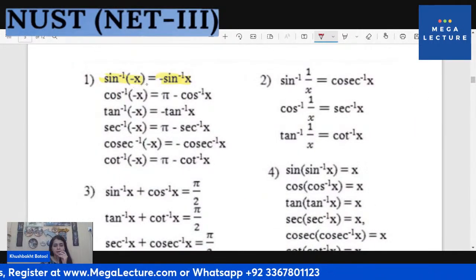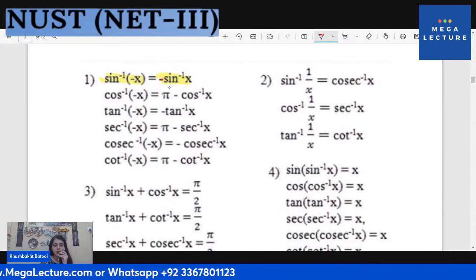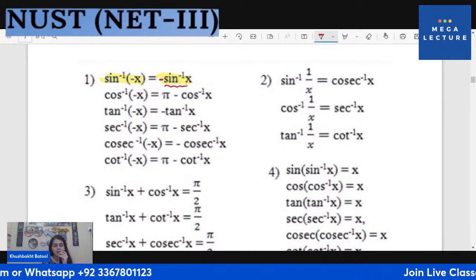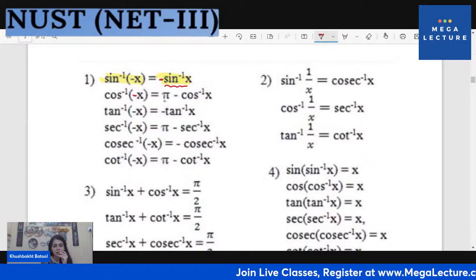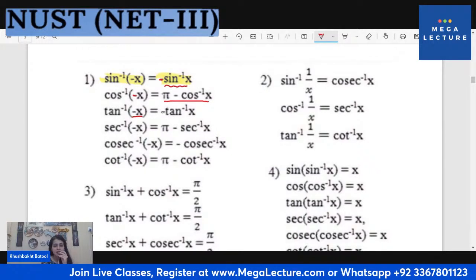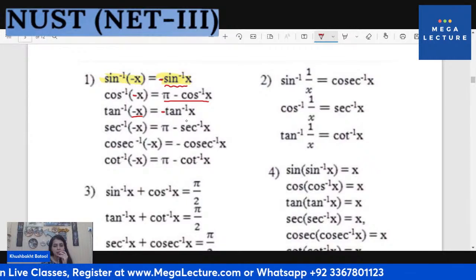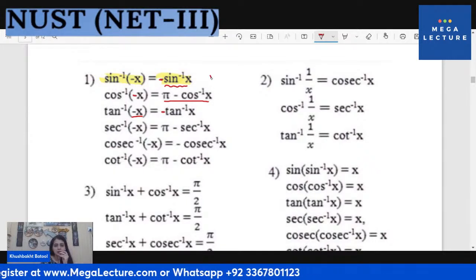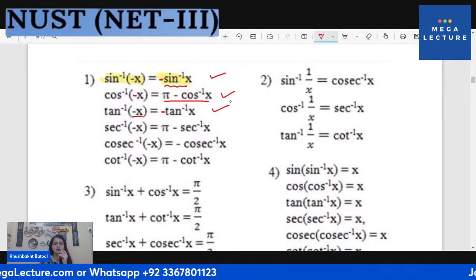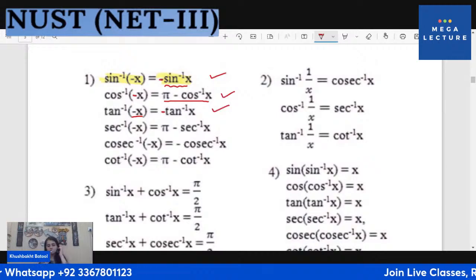So you just write down minus outside, and you'll just find the value of simple sine inverse of x. Again, if it is cos inverse minus x, it would become pi minus cos inverse x. If it is tan inverse minus x, minus would come outside and it would become minus tan inverse x. So this and this, these are the three most important ones from the first group.